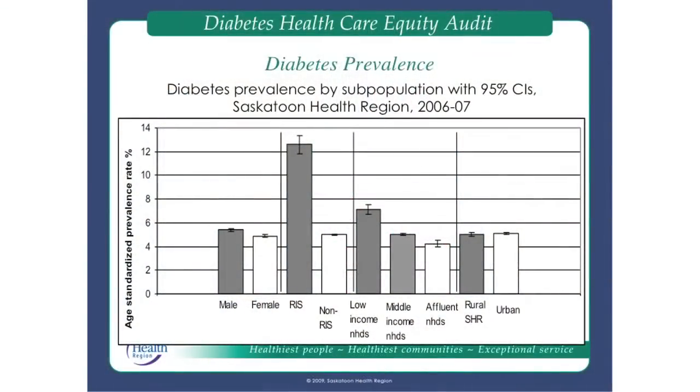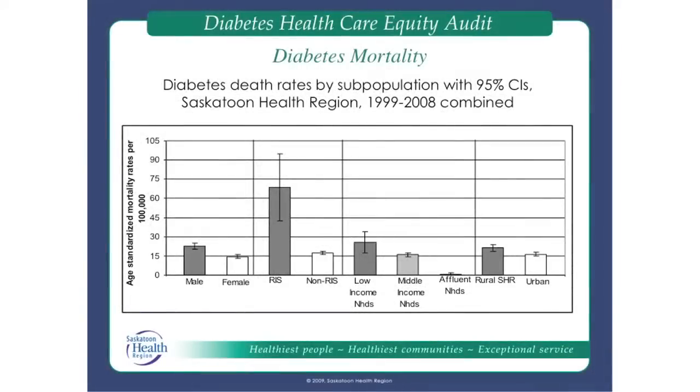Another component of our work is the healthcare equity audits. We've completed, I think, about 4 or 5 equity audits to date. The diabetes one, I think, probably had the most significant uptake by the service providers to date. And you can see that in Saskatchewan and in Saskatoon Health Region, diabetes is a fairly significant health issue, and in terms of prevalence, there is tremendous disparity between RIS, non-RIS, and also low-income and affluent neighborhoods. So diabetes mortality is also significantly different among those same groups.